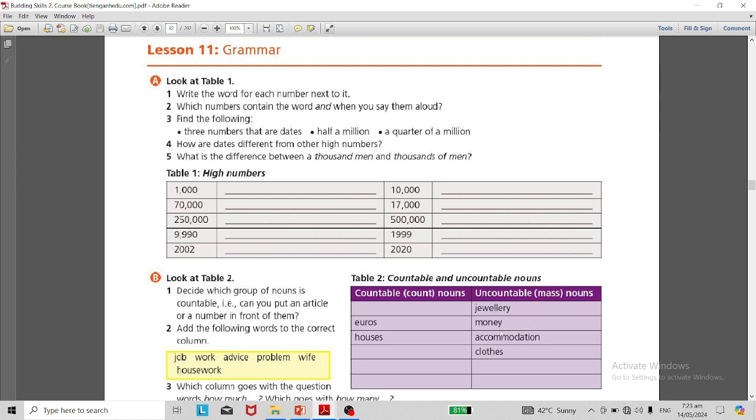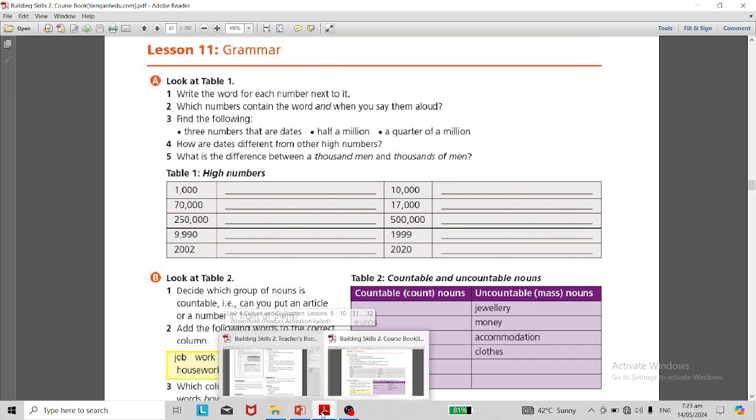Uncountable nouns or mass nouns, the same thing, by the way. You say uncountable or mass nouns. We can't use articles here or numbers. We don't say 3 money or 3 clothes. We can say 2 euros, 10 euros, 1,000 euros, or 3 houses. Add the following words to the correct column. You see, so we have job, work, advice, problem, wife, house, work.